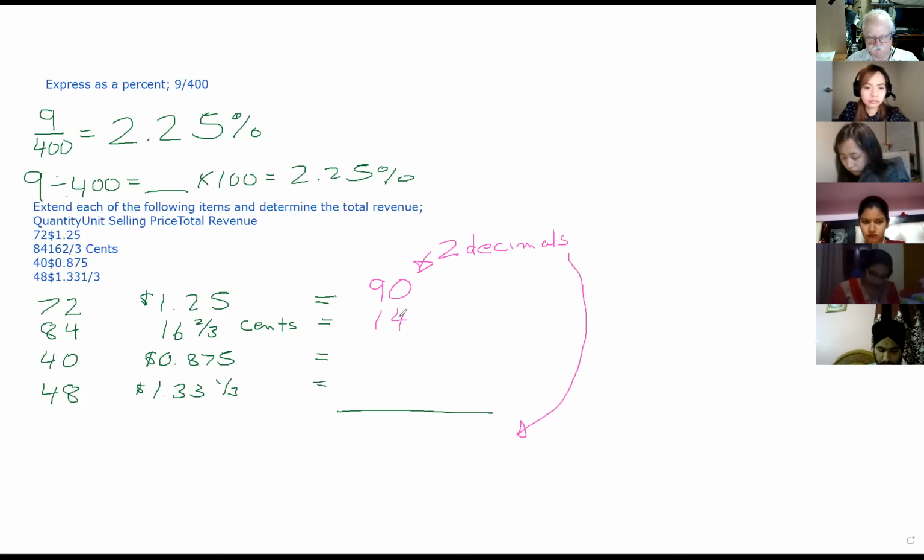So this one should be easy, 0.875 times 40. What's this next one going to be? $35. And then the last one, 1 divided by 3 plus 1.33. No, that didn't work.